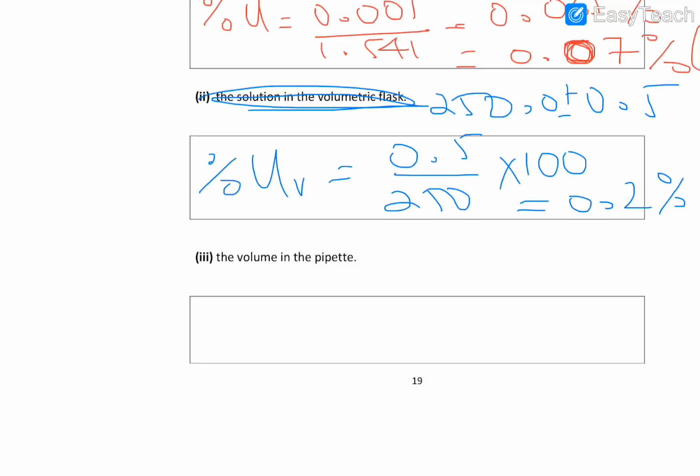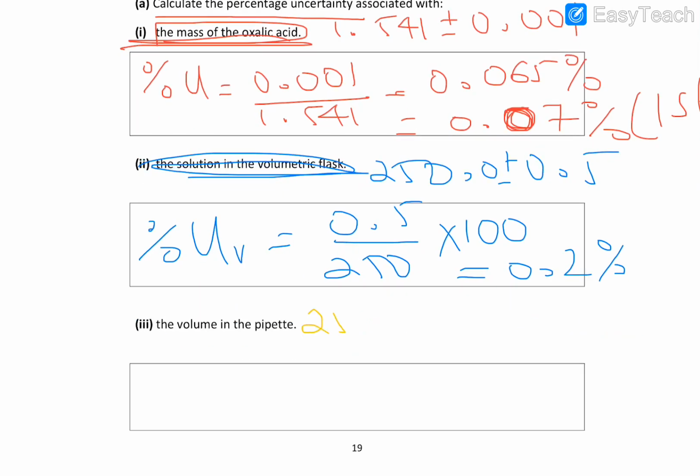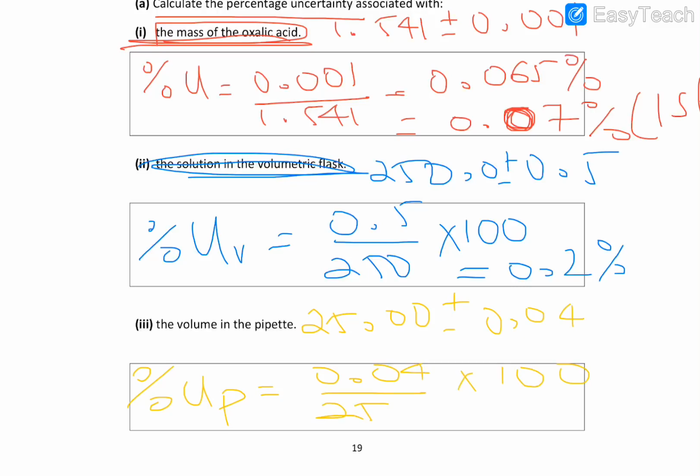Then the next one is the volume in the pipette, and the solution was pipetted. So that's the pipette. Okay, so 25 plus minus 0.04. So percentage uncertainty in pipette volume, 0.04 over 25 times 100, that gives me 0.2% again.